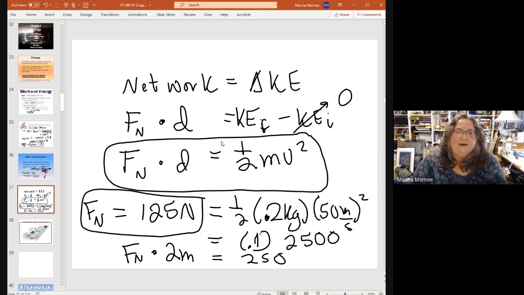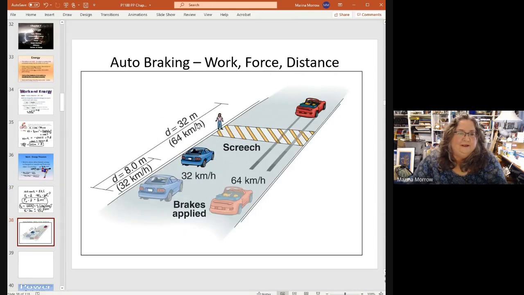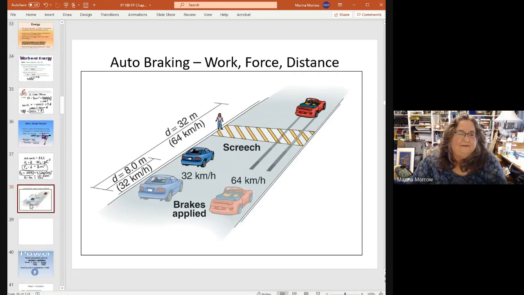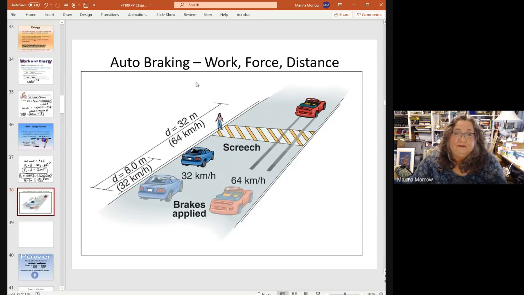Okay, so anyway, when we talked earlier about coming to a stop, one thing is that it takes a lot of energy to bring something to a stop. You have to get rid of all the energy that a car has. So one thing is that a car that is going here at 32 kilometers per hour, so that's about 20 meters per second.